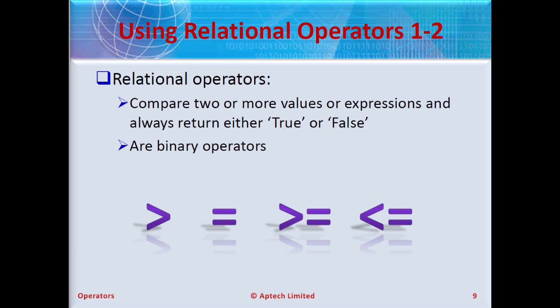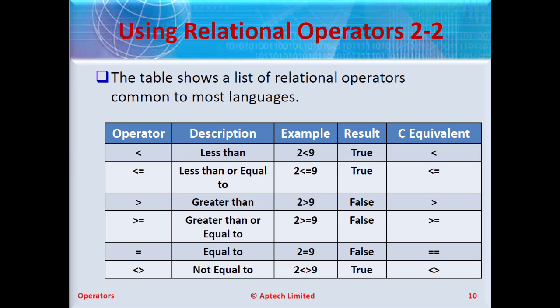Using the relational operators. Relational operators are used to compare 2 or more values or expressions, and it always evaluates or returns a value of true or false. And the relational operators are binary operators, and some of them are given here. We have the greater than, the equal, greater than or equal to, and the less than or equal to. The table shows the list of relational operators common to most programming languages.